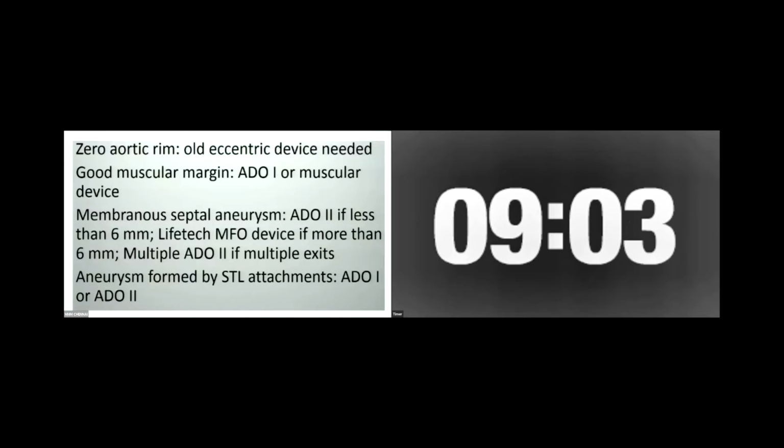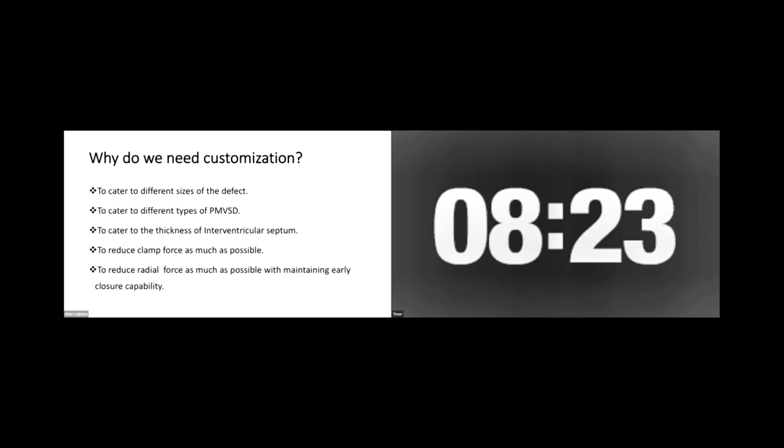So coming to zero aortic rim, as I said, just below the aortic valve, we would need an eccentric device. Unfortunately, the company has withdrawn that eccentric asymmetric device. And if there is a good muscular margin, as I showed in type B, we can use either an ADO1 or a muscular device. Whereas for the membranous septal aneurysm, formed by fibrous tissue or septal tricuspid, if it is less than 6 millimeter, everyone uses ADO2. And MFO is a versatile device which we can use for more than 6 millimeter, and multiple ADO2 or 2 to 3 MFOs if multiple exits are there. And for aneurysm, we can use either an ADO1 or ADO2. So this is the most conventional practice which we follow.